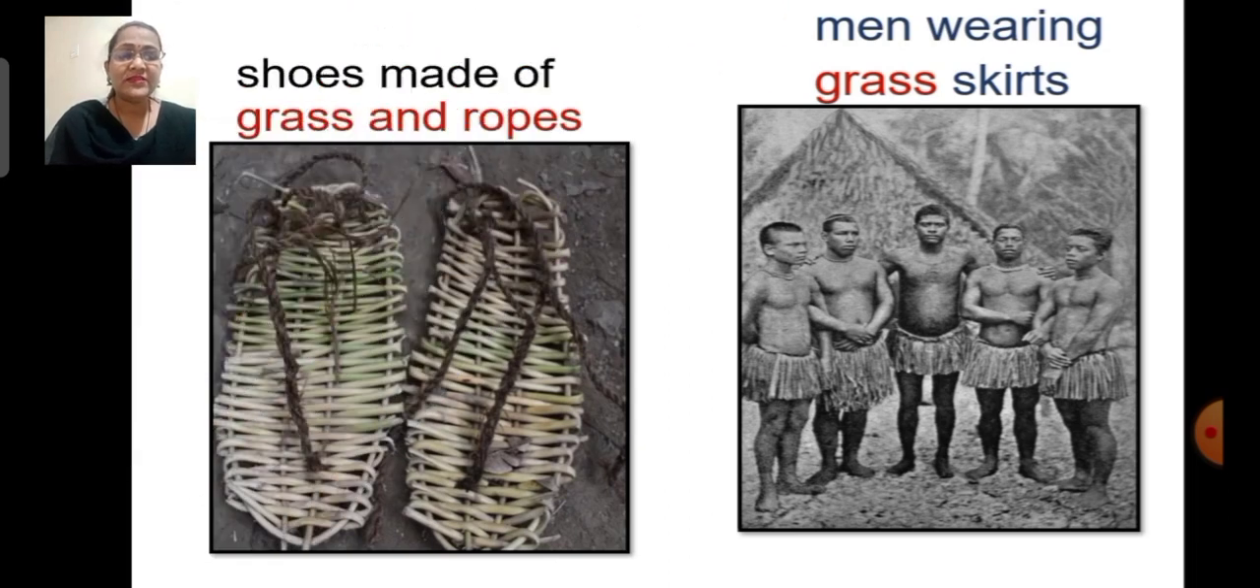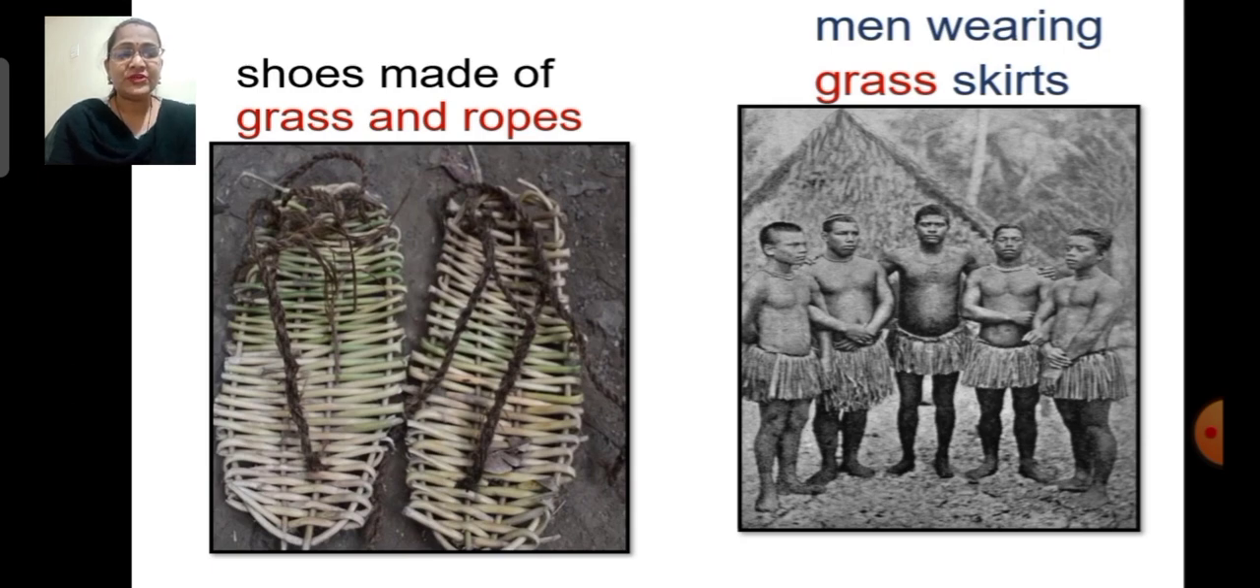Now look at these pictures. In the first picture, you can see the sandals. You know what they are made of? Yes, these sandals are made up of grass and rope. You can see in the second picture how men are wearing skirts made up of thick grass. Isn't it amazing, students? How the early people used simple things like grass and rope to help them protect themselves from the various harsh climates.